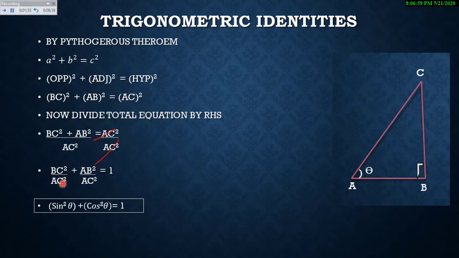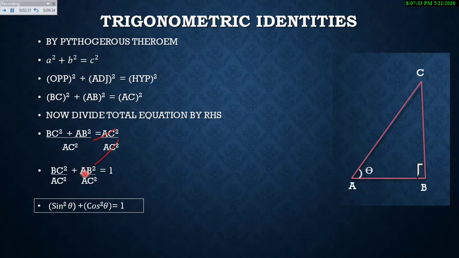Now BC square by AC square. What is BC square? It is the opposite side. What is AC square? Hypotenuse. BC square by AC square is opposite square by hypotenuse square. What is sine? Sine is opposite by hypotenuse. So what do we get here? Sine square theta. We get sine square theta.